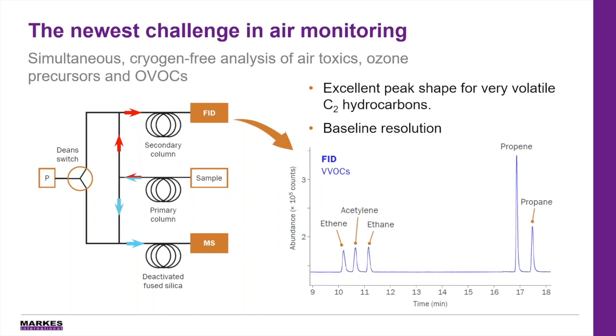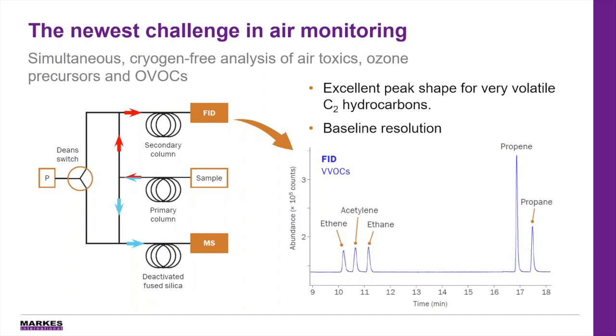So that's it for the TD system. But what's happening inside the GC? Now, this is a very big compound list. So we need to use a Dean switch to make sure we're getting the best chromatography for all of the compounds on that list. Now, Dean switches are used commonly in the ozone precursor analysis. So this is fairly common for looking at these specific compounds.